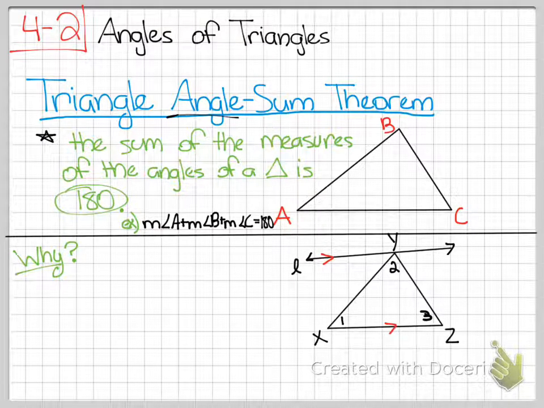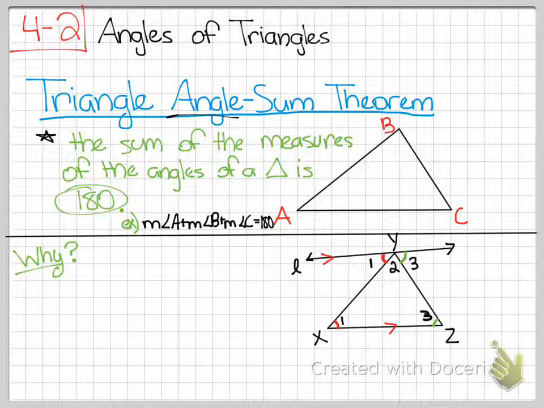So I've got two parallel lines. Now, because I have those parallel lines, I know some things about the angles. For instance, angle 1 has to be congruent to this angle here, because they are alternate interior angles. So I could also call this angle 1. They're going to have the exact same measure. Likewise, angle 3 has to be congruent to this angle here because they are alternate interior angles. So this is also angle 3.